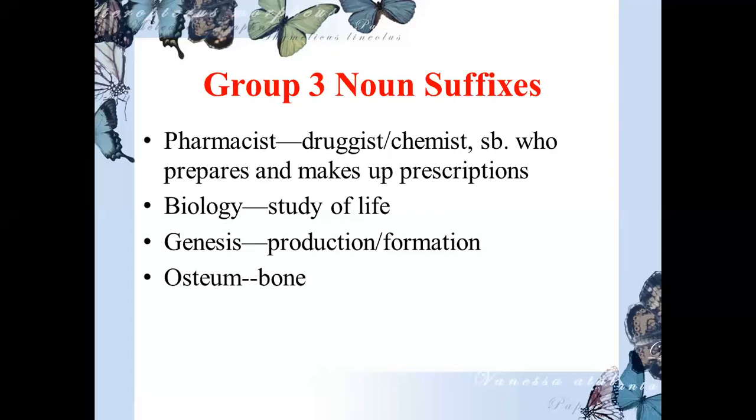And the next one is osteum. Osteo means bone. So osteum also means bone. It's a word. This word is used in anatomy. Do you remember there's another word that ends with it, we learned in chapter 1, ileum, right? Ileum means small intestine.